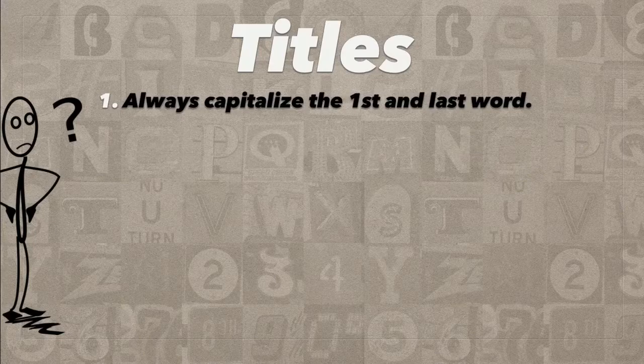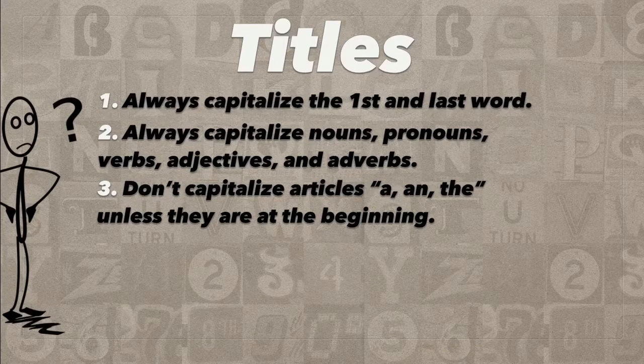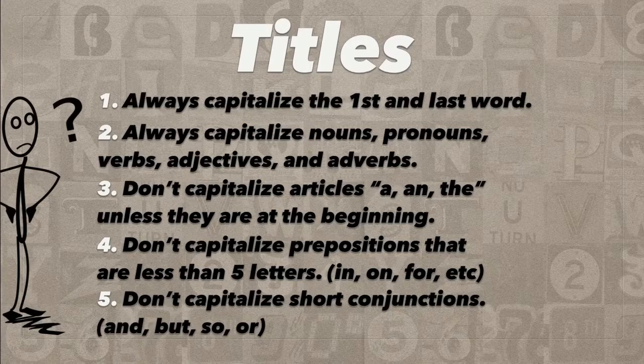Number 1, always capitalize the first and last word in a title. 2, always capitalize nouns, pronouns, verbs, adjectives, and adverbs. 3, don't capitalize articles, a, an, and the, unless they're at the beginning of a title. 4, don't capitalize prepositions that are less than 5 letters. For example, in, on, for, and all the others. And 5, don't capitalize short conjunctions. The most common ones are and, but, so, and or. Unless, for some reason, they're at the beginning of a title.